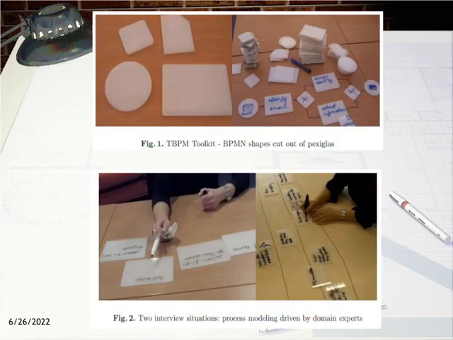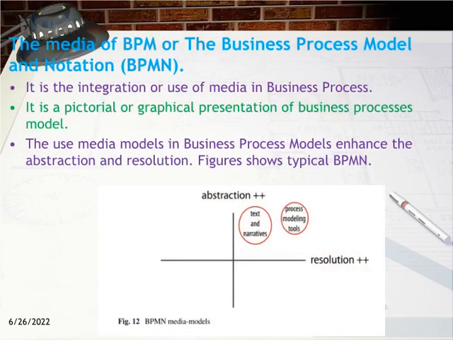See the figures. Figure 1 shows the TBPM toolkit and the media of BPM, or the Business Process Model and Notation, BPMN shapes. Figure 2 shows two interview situations of process modeling driven by domain experts. The media of BPM, or the Business Process Model and Notation, BPMN, is the integration or use of media in business process. It is a pictorial or graphical presentation of business process models.